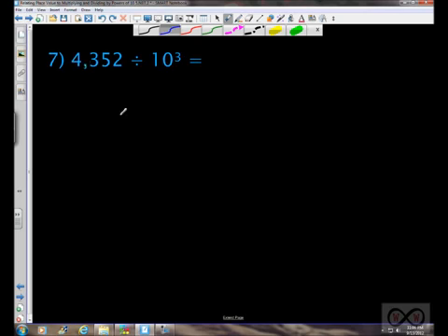Number 7, we've got 4,352 divided by 10 to the 3rd power. The decimal point appears to move 3 places, indicated by this 3 up here, that exponent 3. And now the decimal point is located here, giving us 4 and 352 thousandths.